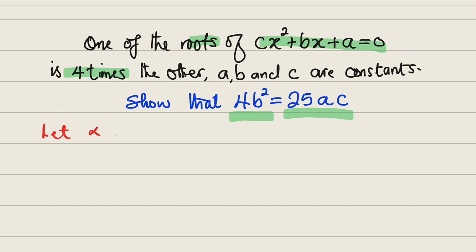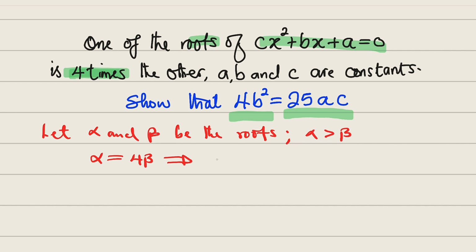Let alpha and beta be the roots, and alpha is greater than beta. From the question you can see that one of the roots is 4 times the other. Therefore we can say that alpha is equal to 4 beta, and hence our new roots are 4 beta and beta. If this is true, let us go ahead and start solving.